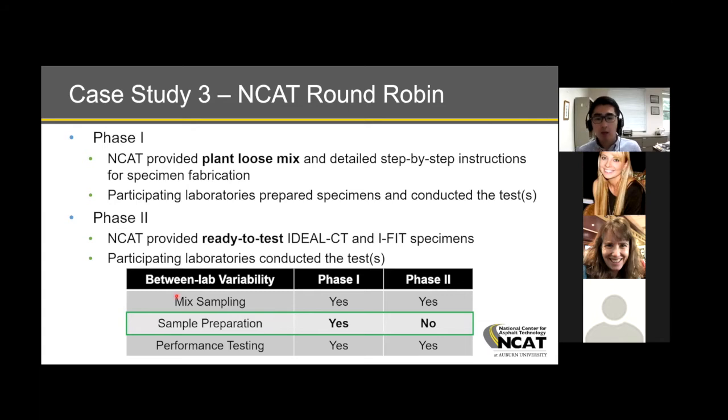If we compare those two phases in terms of between-lab variability in the final test result, for phase 1, the variability comes from mix sampling, mix sample preparation, and also performance testing. But in phase 2, because all the specimens were fabricated here by the same technician at NCAT, we were able to exclude the variability contributed by sample preparation. So in phase 2 data, we can only look at the variability from mix sampling and performance testing.